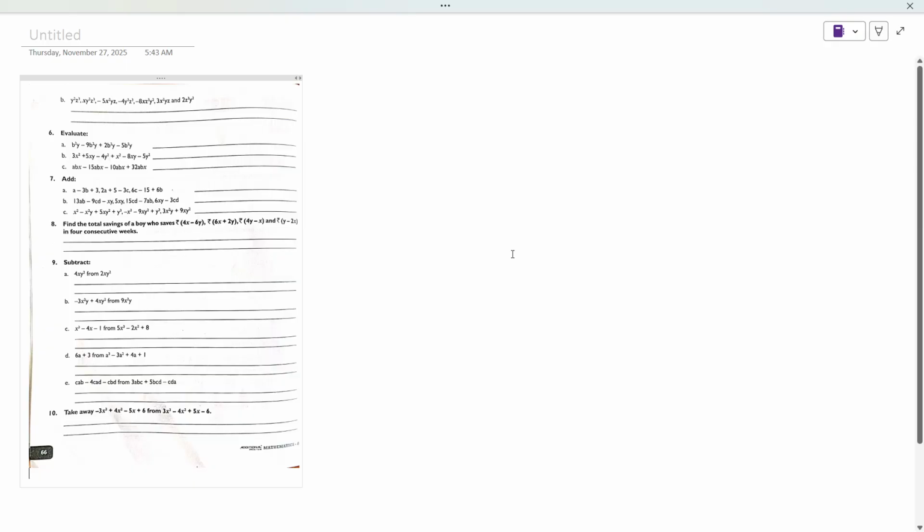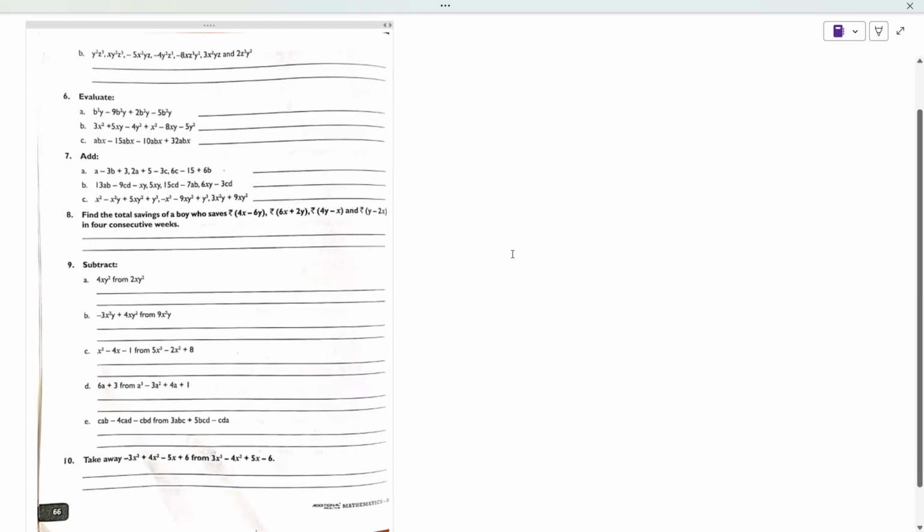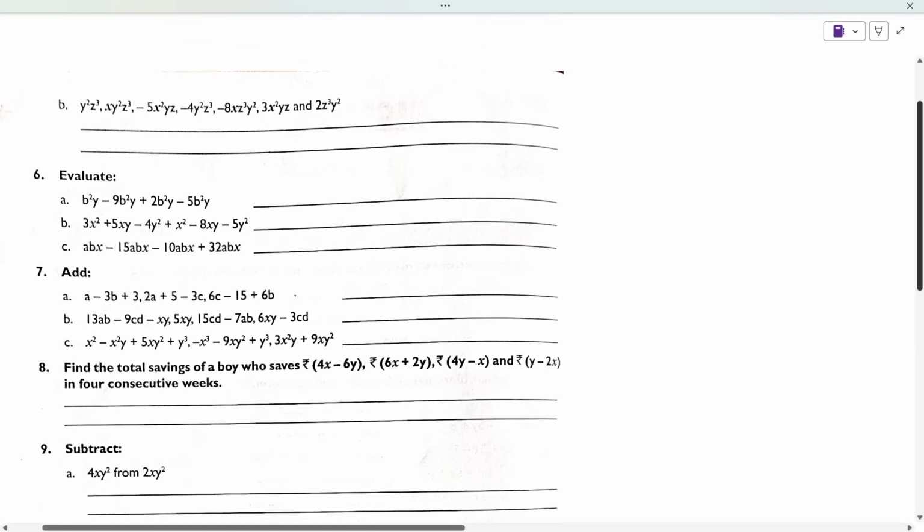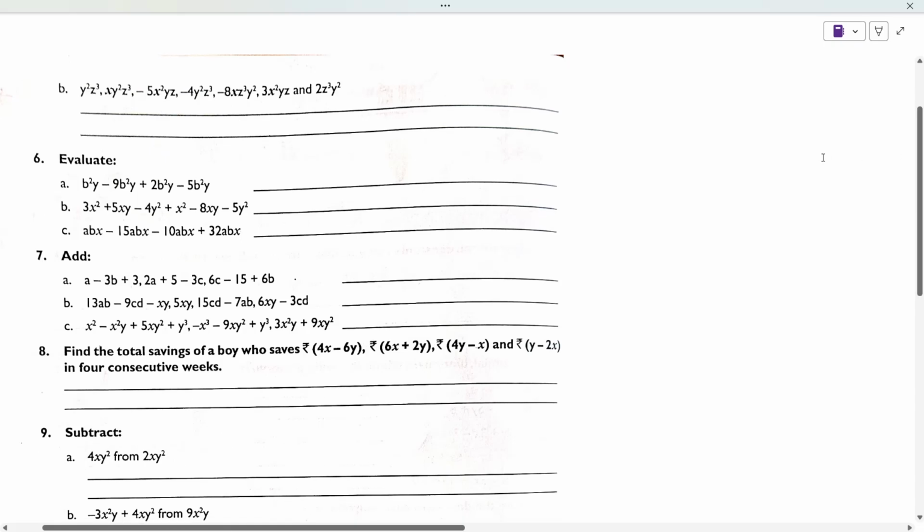Continuing from worksheet 1, algebraic expression, you can count this as part two on the topic of algebraic expression. Here on the screen, we are able to see the further questions, where question number 6 is asking us to evaluate.